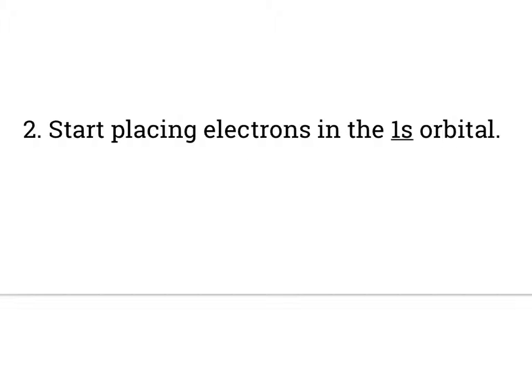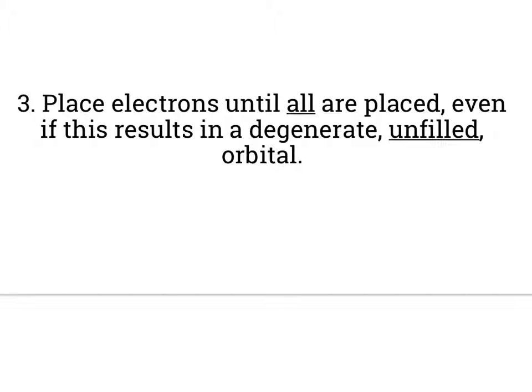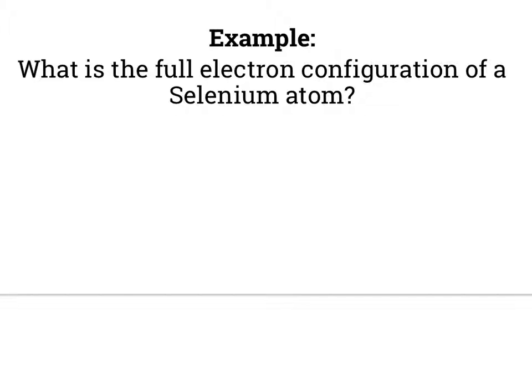Second, you start placing electrons in the 1s orbital, meaning that's basically our starting place. And we're going to keep going up the chart, or down the chart, until we run out of electrons. More specifically, you place electrons until all are placed, even if this results in a degenerate or unfilled orbital. So we max out electrons because, remember, we know how many each can hold, until we're done. So I'm going to let you practice this and actually go and try the next example if you want. I'll walk you through this one and I'll show you how to do the last one.